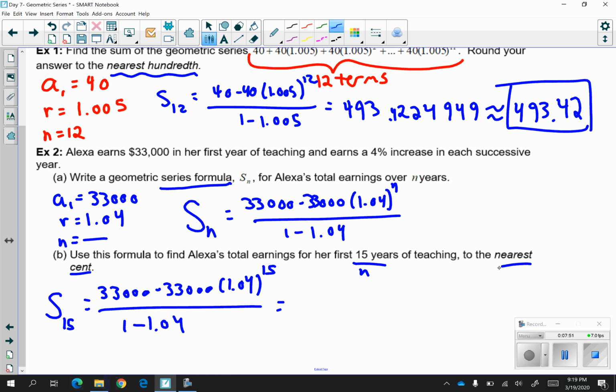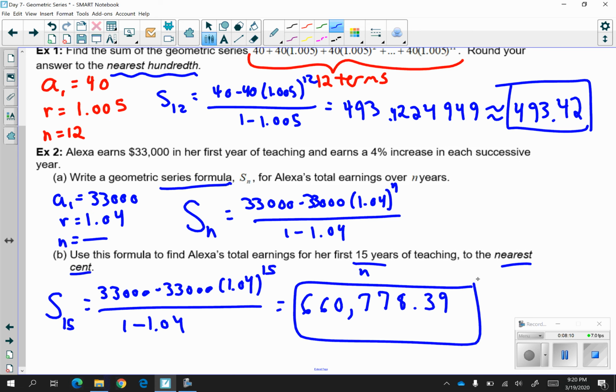And you should be getting that over 15 years, she earned $660,778.39 in total. It's actually not a lot of money for 15 years worth of work.